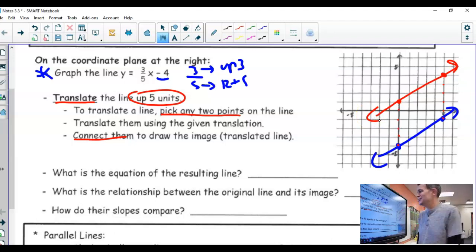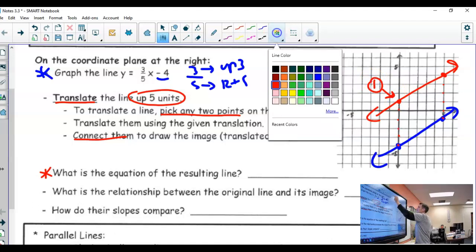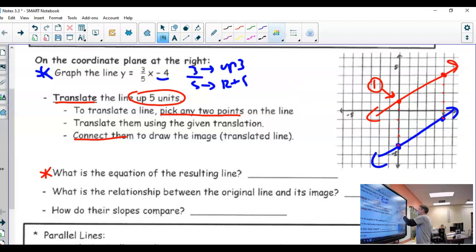What is the equation of the resulting line? Well, the resulting line has a y-intercept of 1, right? And it's got a slope. If I draw a slope triangle, it's got a slope of 1, 2, 3, 1, 2, 3, 4, 5. It's got a slope of 3/5. So b equals 1, slope equals 3/5. And the equation for this line would be y equals 3/5 x plus 1.